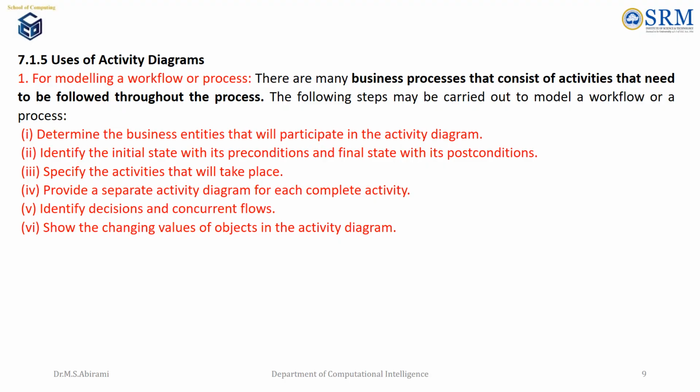The uses of activity diagrams: modeling a workflow or process. That is the first use. There are many business processes that consist of activities that need to be followed throughout the process. The following steps may be carried out to model a workflow or a process: determine the business entities, identify the initial states with their preconditions and final states with their post conditions, specify the activities that will take place, provide a separate activity diagram for each complete activity, then identify decisions and concurrent flows, then show the changing values of objects in the activity diagram.